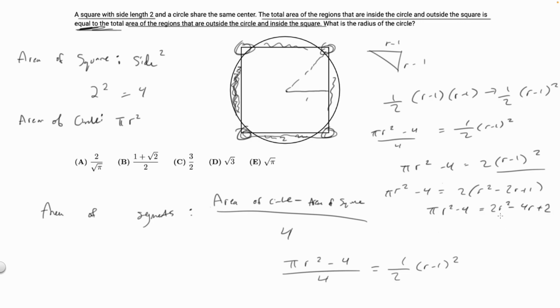And then if we just combine like terms, we get (pi minus 2) r squared plus 4r minus 6 equals 0. And then from here we get r is approximately 1.13. So if we get 1.13, then just plug these values into the calculator and find which one is equal to 1.13, and it's going to be A.